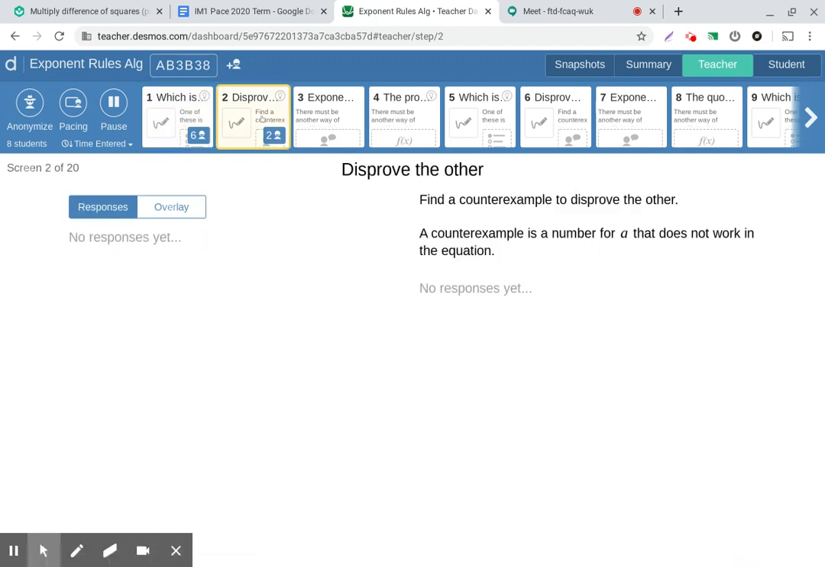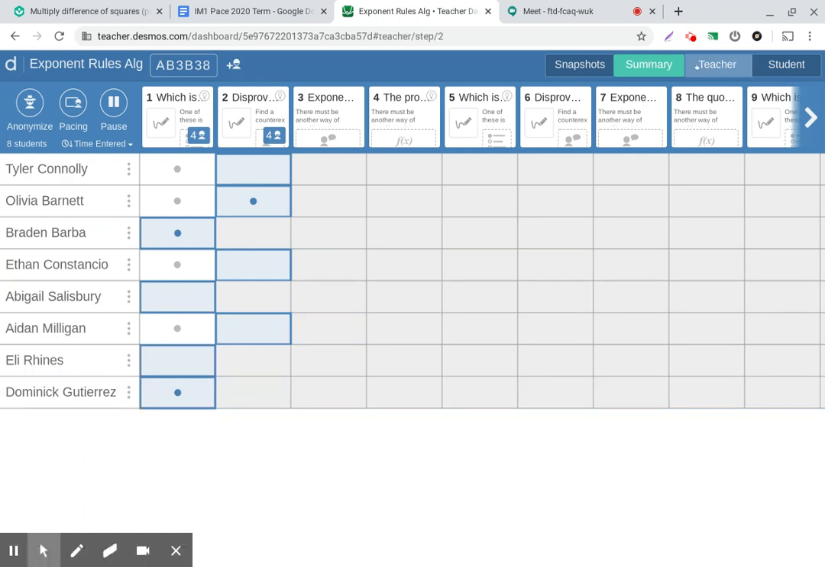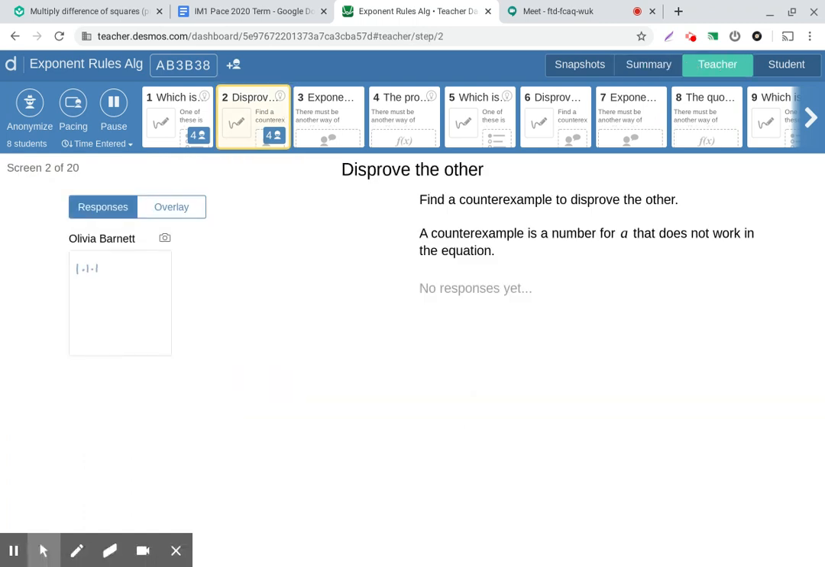Some of you are on there, okay? Find a counter example to disprove. I think that's what we did. So go ahead and type in, plug in a number. You can plug in 4, you can plug in 1 for A. Don't plug in 0, because 0 would work, right? And what is it that you could do, you could type. Can you write it on the screen? Yeah, there we go. Type it in there.